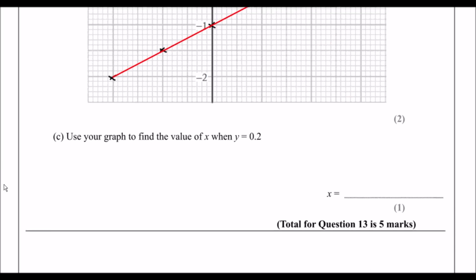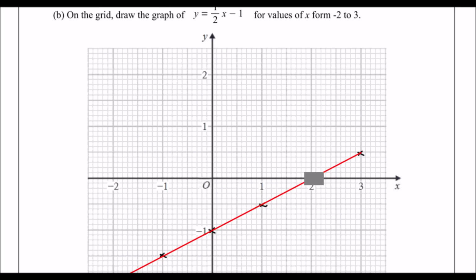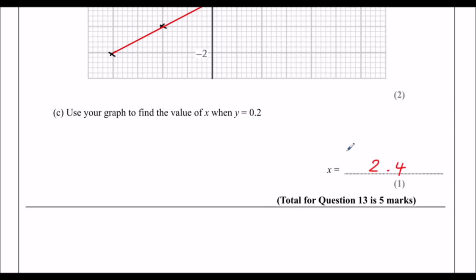Use your graph to find the value of x when y is equal to 0.2. So where on the graph is y 0.2? So it's 0.1, 0.2, 0.3, 0.4, 0.5, and so on. So y is 0.2 here. So we're going to go along to our line, and then down from that point, and read off what x is, and we should have 2.4. So x is equal to 2.4.